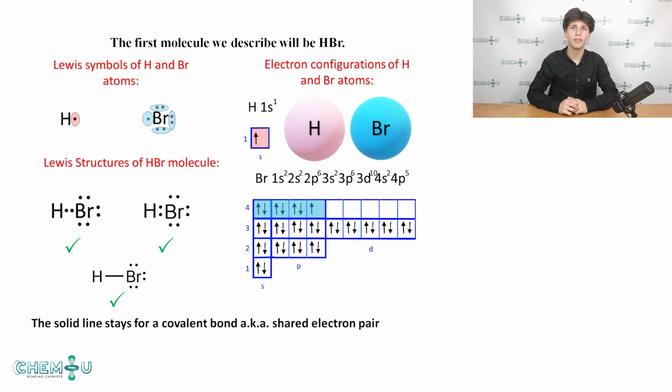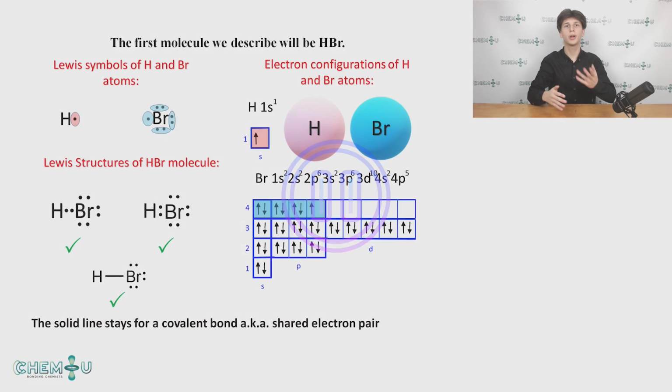Pay attention that we have an octet of electrons around the bromine atom. In contrast, a hydrogen atom has only 2 electrons that form the actual covalent bond. Hydrogen doesn't follow the octet rule, remember it. For the sake of simplicity, we can draw a solid line instead of 2 shared electrons. Now you understand the origin of solid lines that represent covalent bonds and structural and skeletal formulas that we have discussed previously.